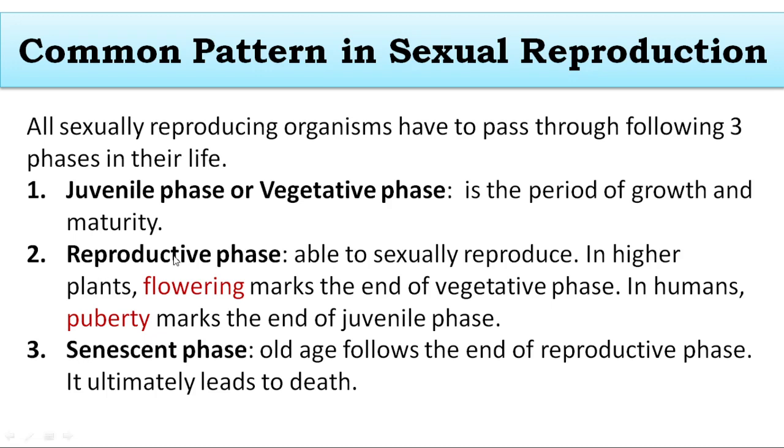So the juvenile phase and then the reproductive phase. In higher plants, the flowering process marks the end of the vegetative phase.